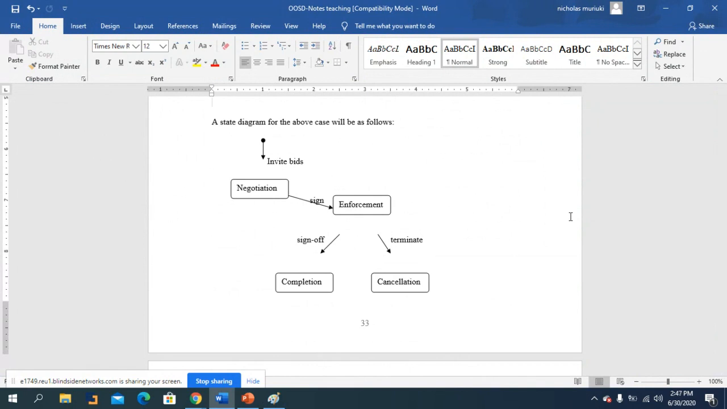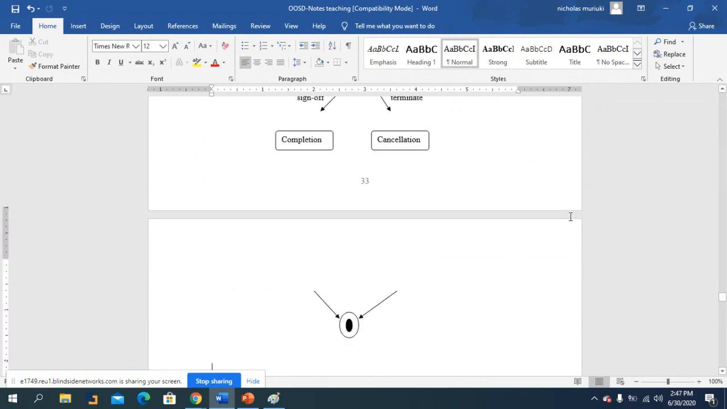But when you are bidding, you are negotiating the terms. So the moment you negotiate the terms, you sign and you create an enforcement within the signed document. Then, if this is now acceptable, that is when you do some completion, or the next thing that you are supposed to do is either you do what you call termination. So that is now what we are supposed to present using a state diagram.